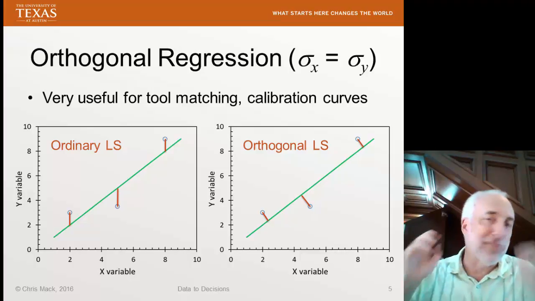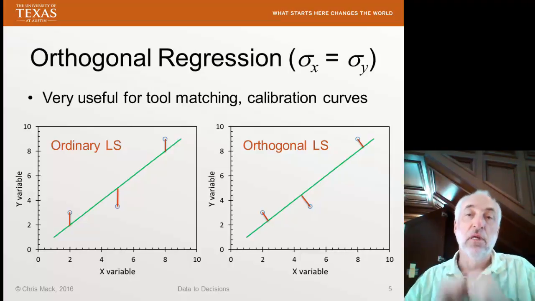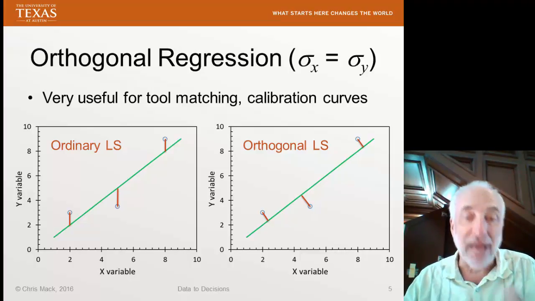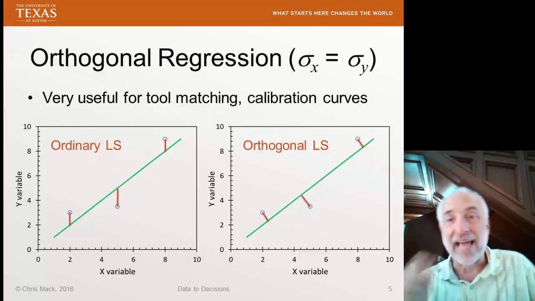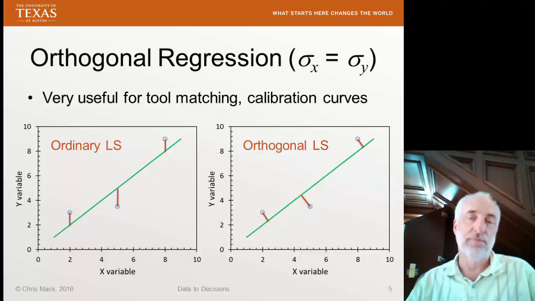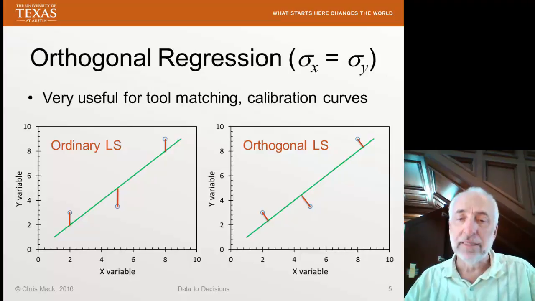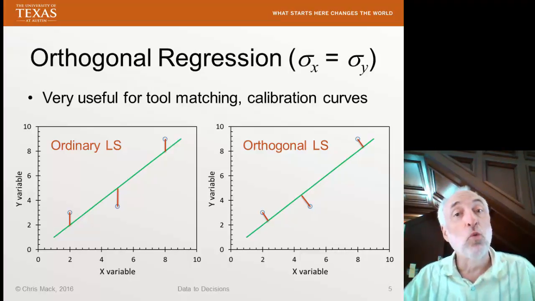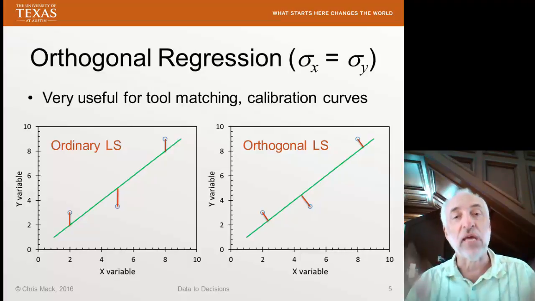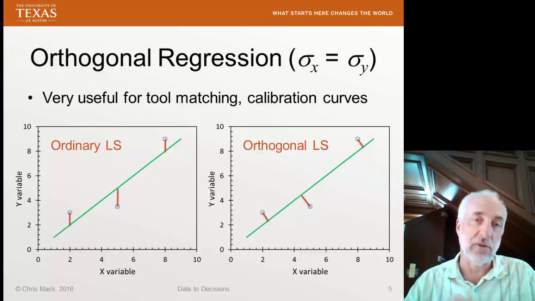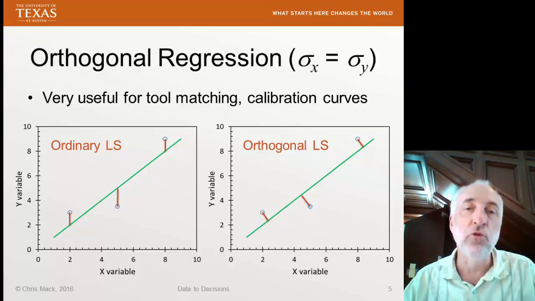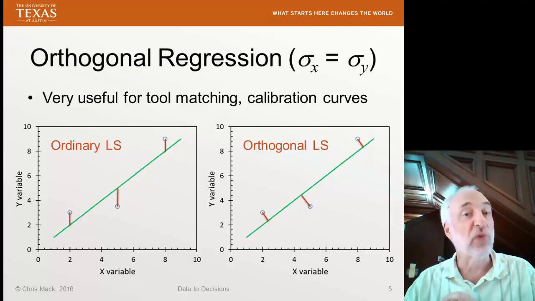When do you ever get this weird coincidence that the variance in all of your x values that you measure is exactly equal to the variance of the y values? Well, it is rare. It doesn't happen too often. But it does happen when you're trying to measure the same thing with two tools that are nominally identical. This is a problem called tool matching, or maybe it's process matching.